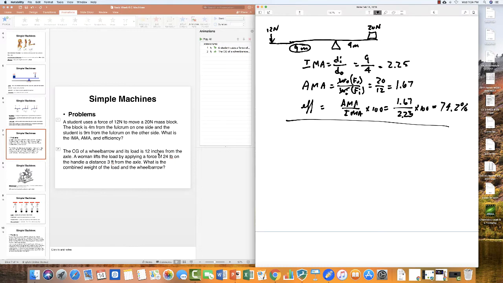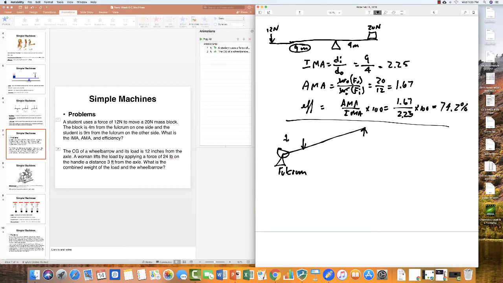A woman lifts the load by applying 24 pounds on the handle, a distance 3 feet from the axle. What is the combined weight of the load in the wheelbarrow? Okay, so let's draw our picture on this one. The wheel is like right here, and this is the fulcrum. And you have the wheelbarrow, and the load and the center of gravity for the wheelbarrow is right here, and the woman is lifting right there.